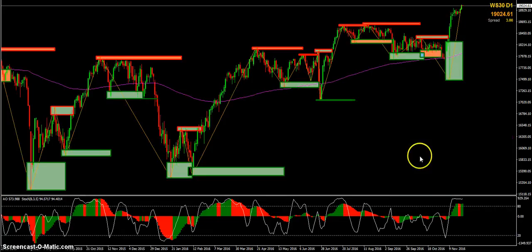And the other one we're looking at is the US 30, or in this case they're calling it WS 30 on my platform. So here we can see it's bounced quite a few times off this 200 daily EMA line, and now it's pushed back higher. But what we can notice here is we're starting to see an uptrending resistance line get approached. So it's starting to approach there.